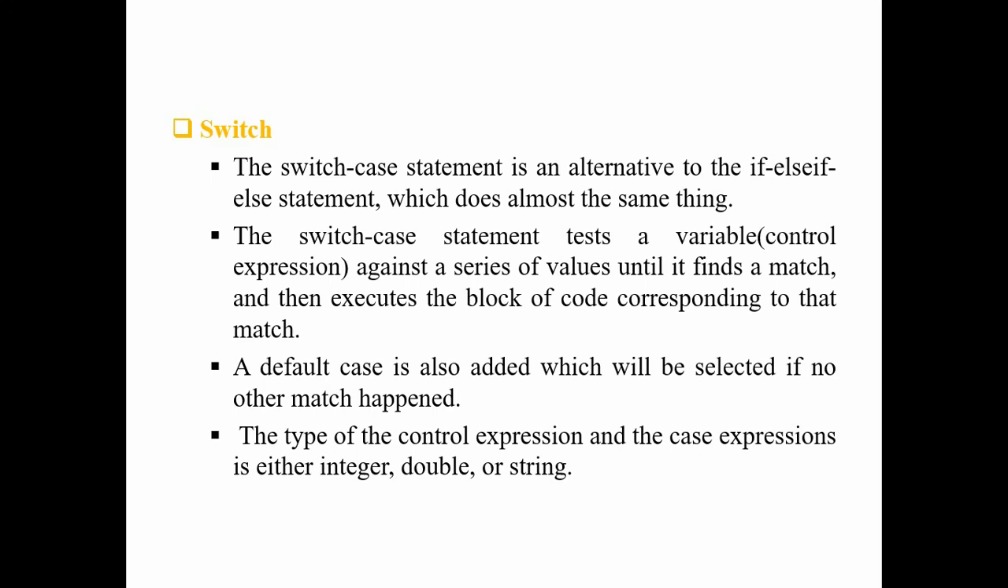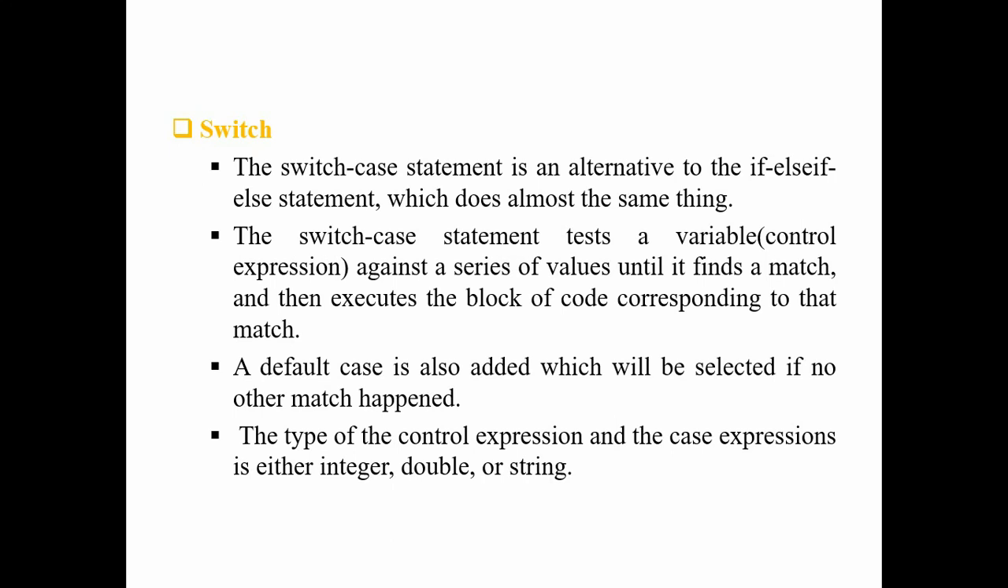It compares it against a series of values until it finds a match, and then executes the block of code corresponding to that particular match. And of course, a default case is also added, which will be selected if no other match happens. The type of the control expression and the case expression is either integer, double, or string. So these are the three different data types which are supported for this control expression.